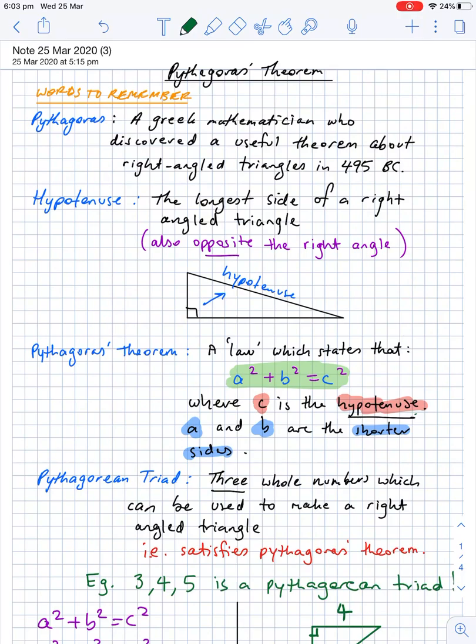Hi guys, today's lesson we're working on Pythagoras' theorem. Okay, so let's start with the basics.